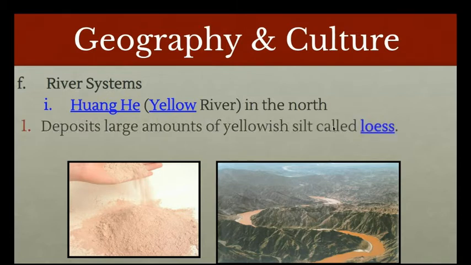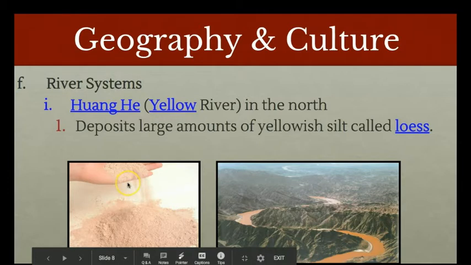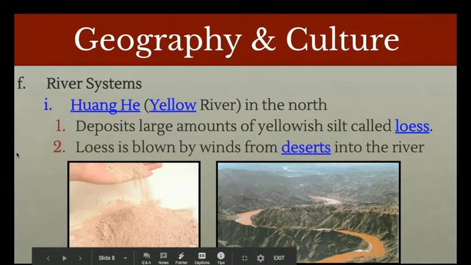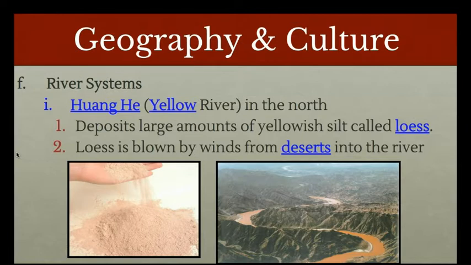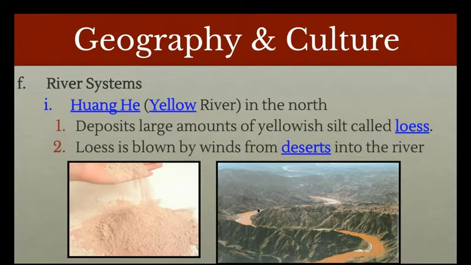River. And it gets its color because it deposits large amounts of yellowish silt called loess. That's what you see here. This sand is essentially what it is, gets blown into the river from nearby deserts. And because of its yellowish tint, you can kind of see the river has a yellow color. The Chinese would have called it that, and so therefore it was known as the Yellow River. That silt is going to eventually be good for farmland, but that's just an iconic feature of this river. So the Huang River is also known as the Yellow River.